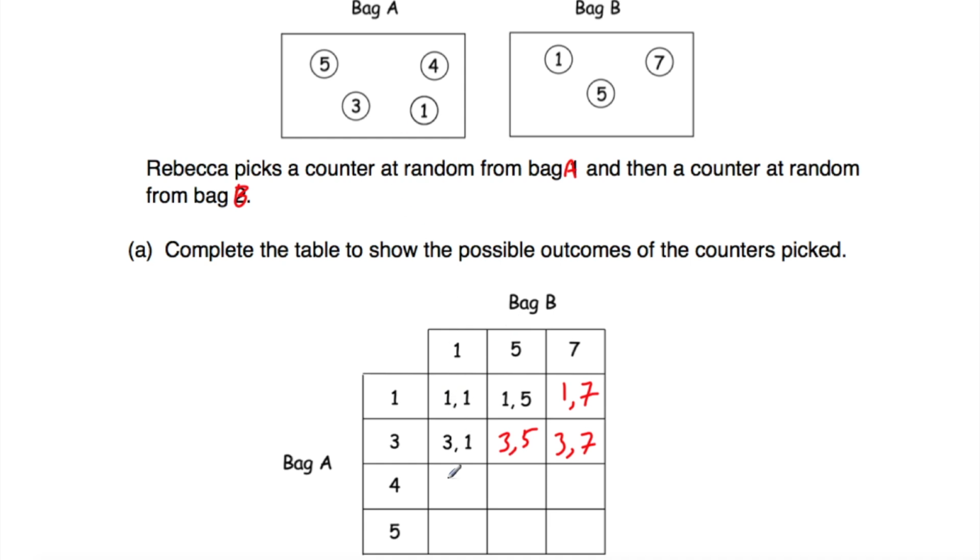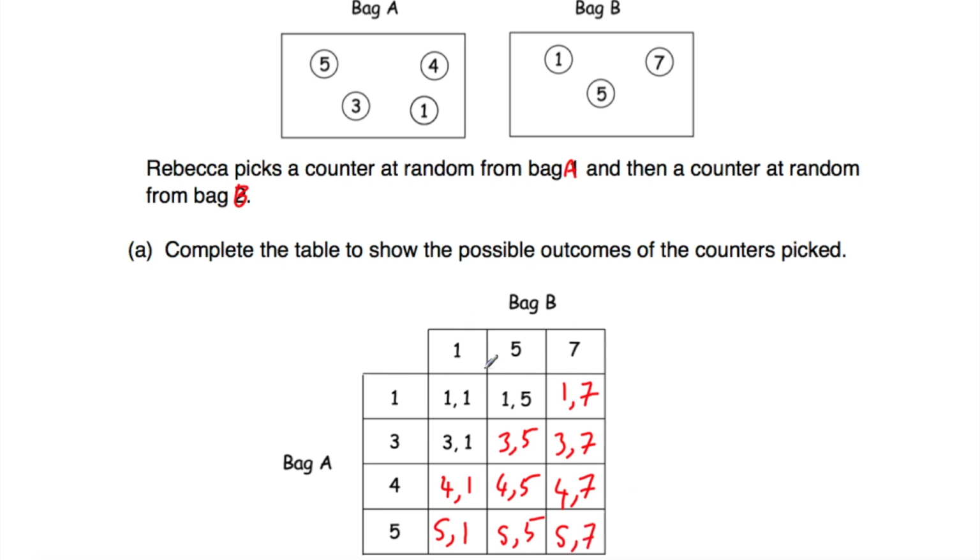She could pick a 4 from bag A and a 1 from bag B, a 4 from bag A and a 5 from bag B, and also a 4 from bag A and a 7 from bag B. So there are all the outcomes with 4 from bag A. Now let's look at 5. She could pick a 5 from bag A and a 1 from bag B, a 5 from bag A and a 5 from bag B, and finally a 5 from bag A and a 7 from bag B.